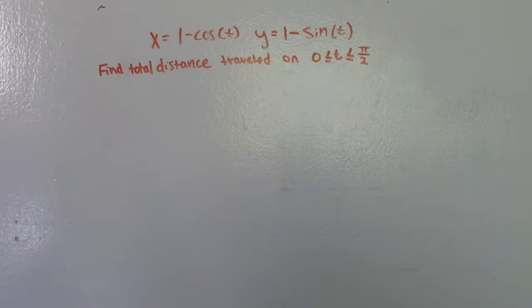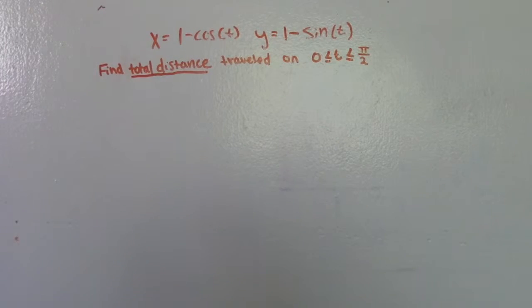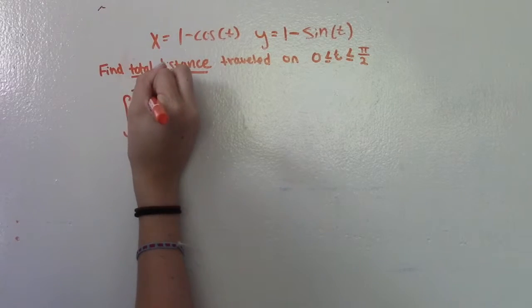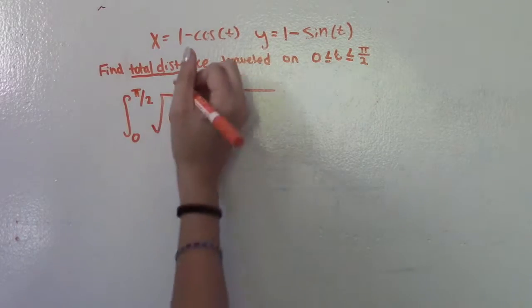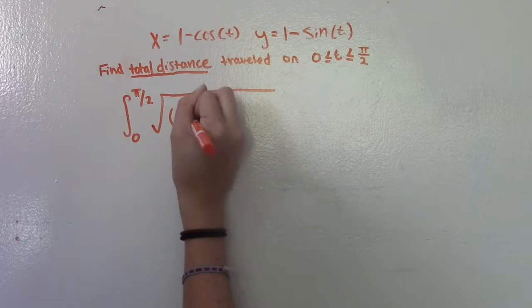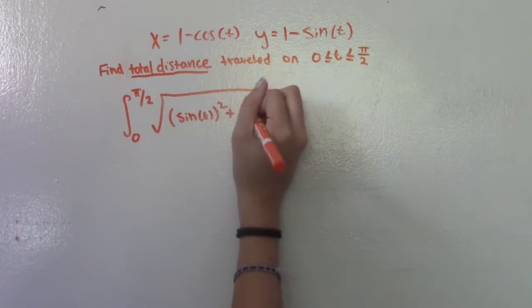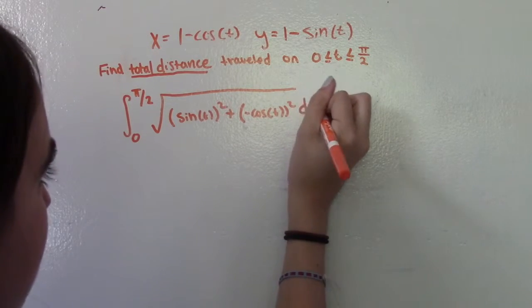Let's say we have our same equation, x equals 1 minus cosine of t and y equals 1 minus sine of t. And we're asked to find the total distance traveled on the interval 0 to pi over 2. When you see total distance, that's when you're going to want to use arc length. So if we take the integral from 0 to pi over 2 of the square root of the derivative of x, which is going to be sine of t squared, plus the derivative of y, which is going to be negative cosine of t squared, with respect to t.